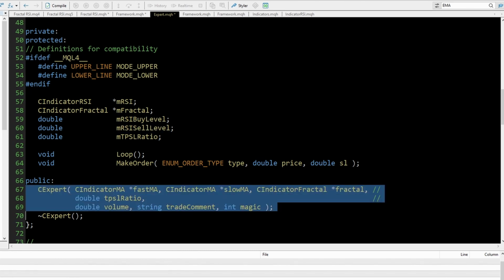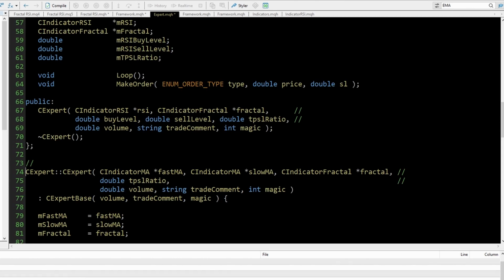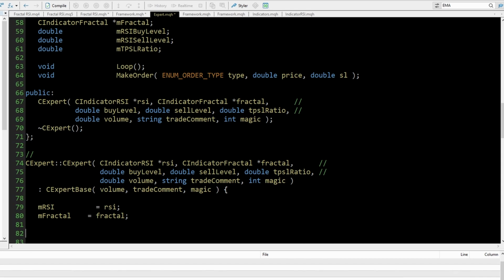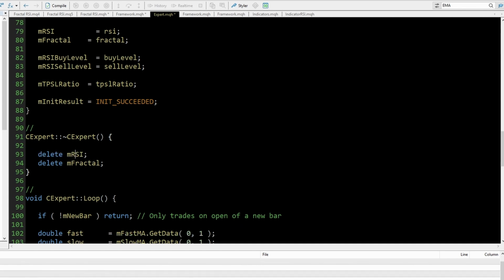This constructor has changed because I'm not using the MA anymore. So now it just takes the C indicator RSI and C indicator fractal and then buy level, sell level, take profit, stop loss, volume, trade comment, and magic. Now the implementation of the constructor changes to match the declaration. Here I was assigning the moving average objects. I'll replace that and assign the RSI object. And I'll also store these buy and sell levels. In the destructor, I don't need the moving averages, but I do need to delete the RSI.